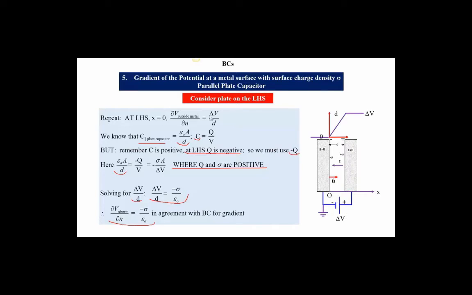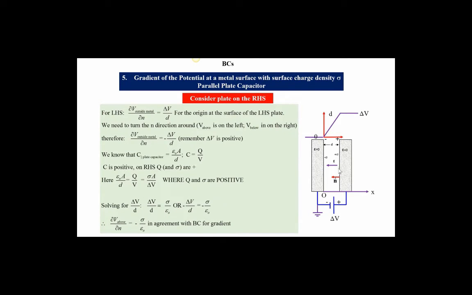But delta V over D is equal to the left-hand side of what we're trying to show. So coming down here then, and putting that in, we end up with the partial of V with respect to the coordinate that is perpendicular to the surface from the metal to the gap will give us this quantity right here. All we've shown is that we get an agreement with the boundary condition for the gradient for this situation where you have a battery hooked up to these parallel plates, and so far we've just talked about what's happening over here, and we've shown that this in fact is the case.